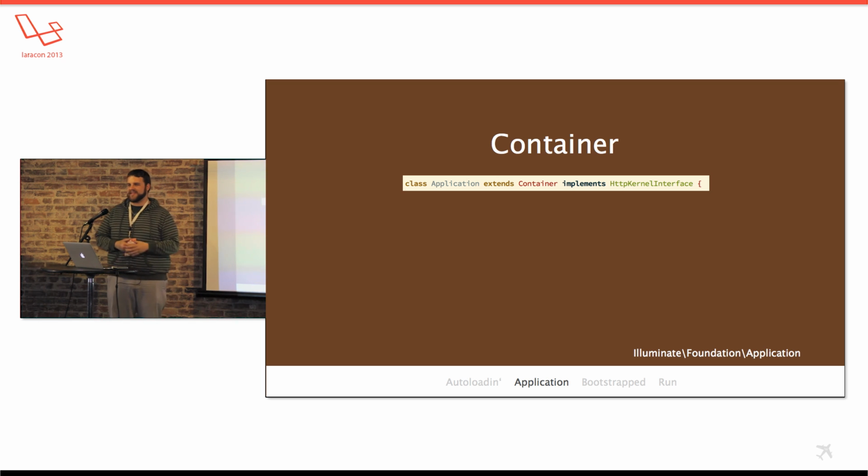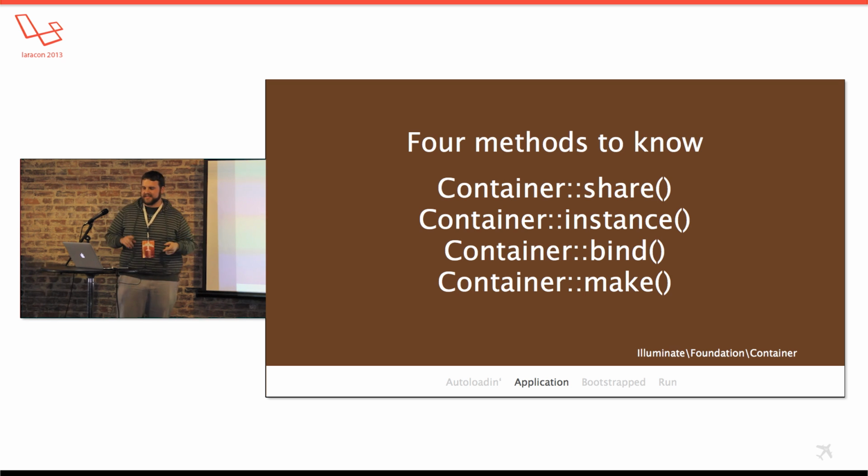I struggle with it intensely, and I've spent a lot of time obviously preparing for this presentation and learning about it. But the core of Laravel's IOC is this container object. And I'm going to tell you why. There are 4 methods you need to know. There's container share, container instance, container bind, and container make.